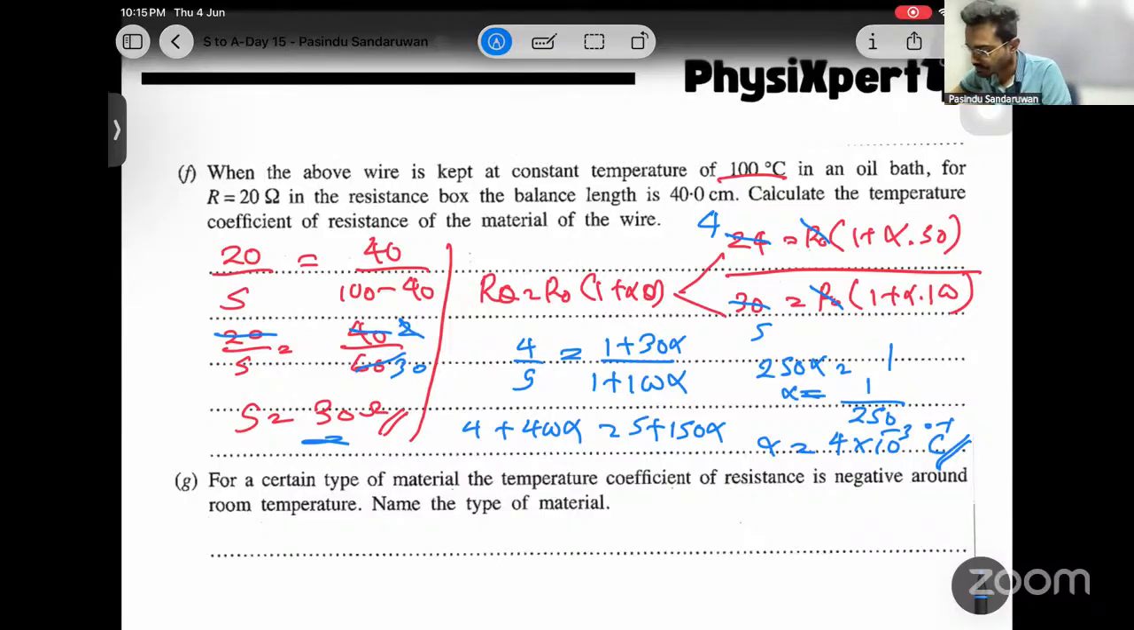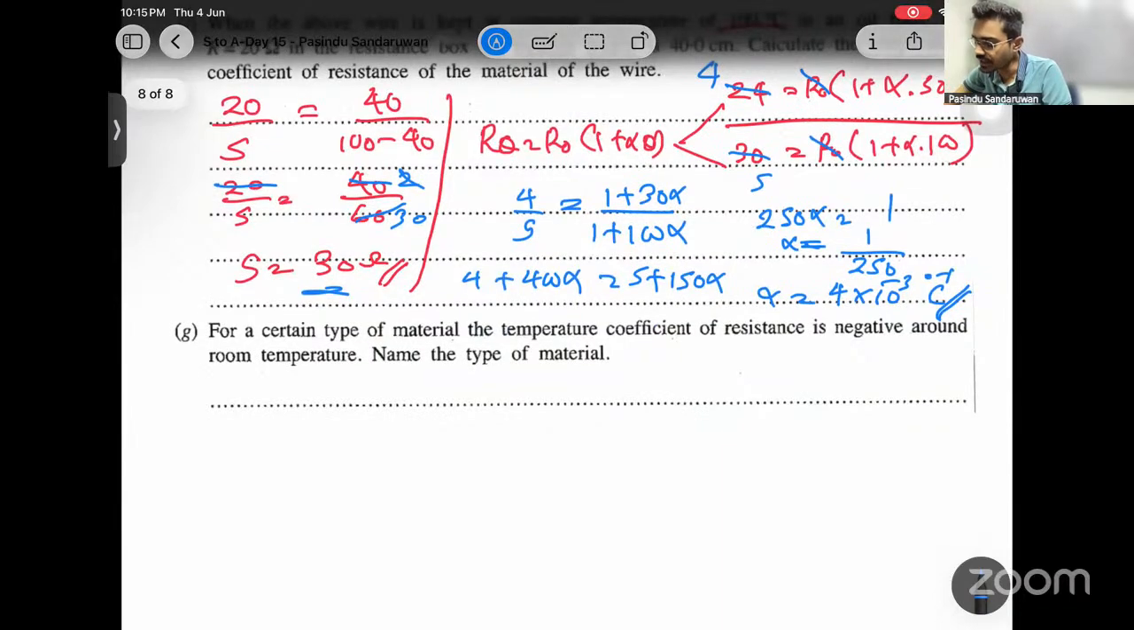G. For a certain type of material, the temperature coefficient of resistance is negative around room temperature. Name the type of material. That's straightforward. That's a theory part. The temperature coefficient is negative in semiconductor materials. That's why we write this equation for semiconductors as R theta equals R naught times 1 minus alpha theta.